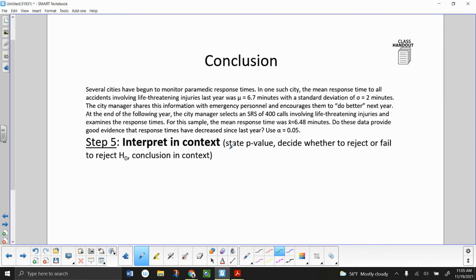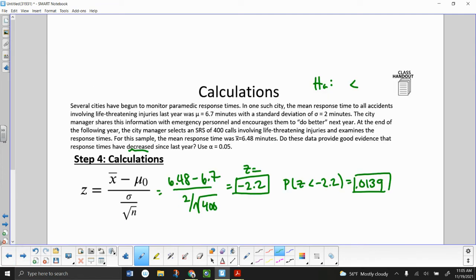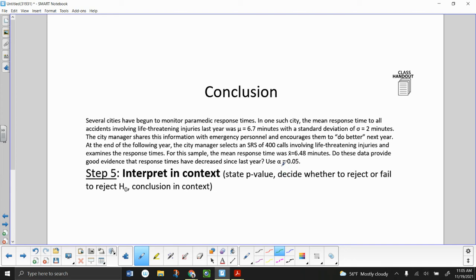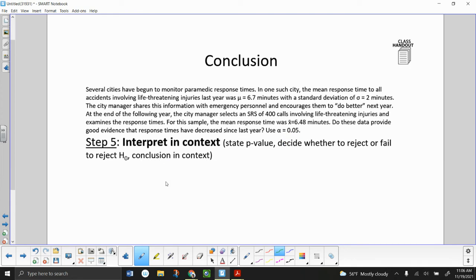All right, so now our conclusions in context. So I'm going to say since our p-value was 0.0139, it's less than alpha of 0.05, we reject our null hypothesis. We have statistically significant evidence to conclude that the mean response times to calls involving life-threatening injuries is less than 6.7 minutes. So again, you state your p-value, decide whether to reject or fail to reject. Since we're rejecting our null hypothesis, we're concluding the alternative in words. So instead of writing that, I just said it verbally.